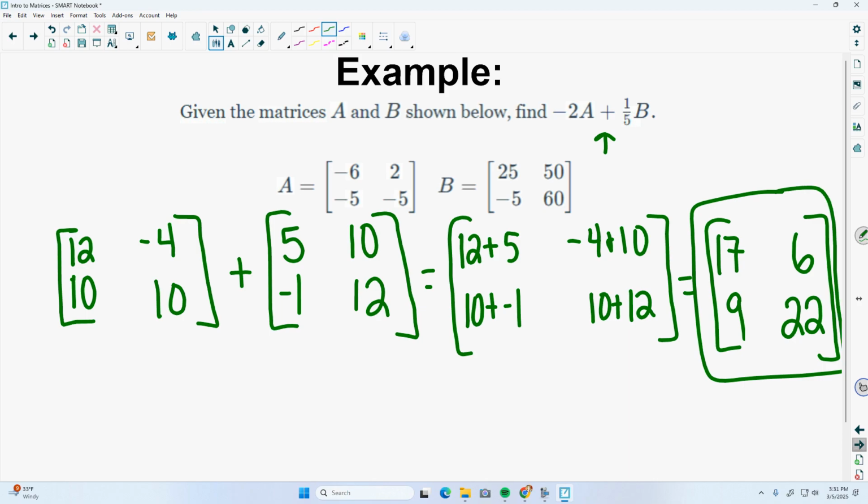So there is your intro to matrices. Finding the order of a matrix, determining elements within a matrix, adding, subtracting, and scalar multiplication.